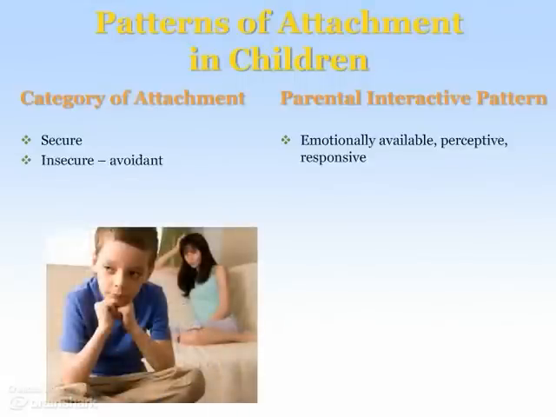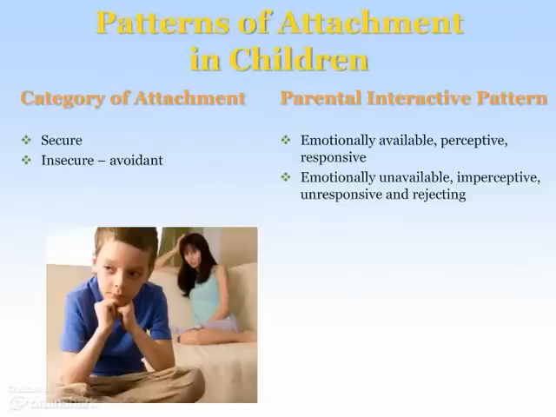The next type of attachment that Mary Ainsworth found in her research was avoidant attachment. This is an attachment pattern where the parent is emotionally unavailable, imperceptive, unresponsive, and even rejecting of the child. What this looked like in the strange situation in Mary Ainsworth's research was a child who acted like they didn't care when their parent left, and also like they didn't care when their parent came back. They just kept playing with the toys.